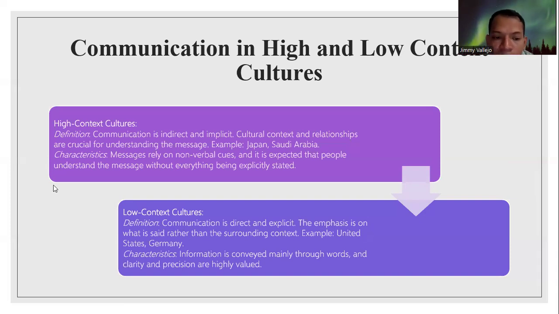On the other hand, we have low context cultures. Here, the communication is direct and explicit. The emphasis is on what is said rather than surrounding context. For example, in the United States and Germany, the information is conveyed mainly through words, and clarity and precision are highly valued. This is the difference between communication in high and low context cultures.